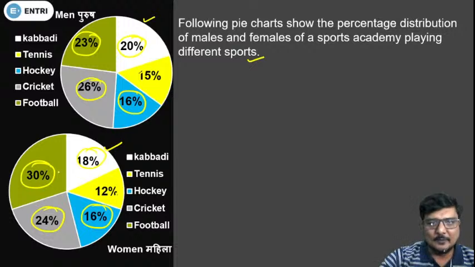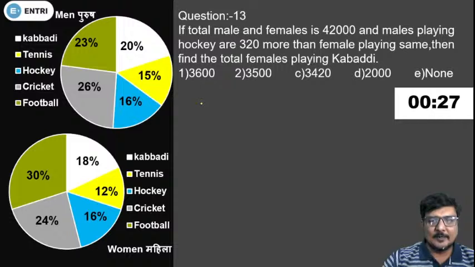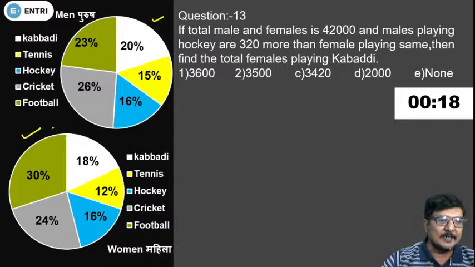Now coming to the question, your timer starts now. What is the question? Try to punch your answer in the allotted time. This is your first pie chart representing the distribution of men, and this is your second pie chart representing the distribution of women.